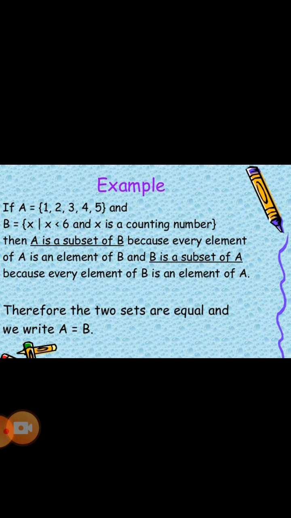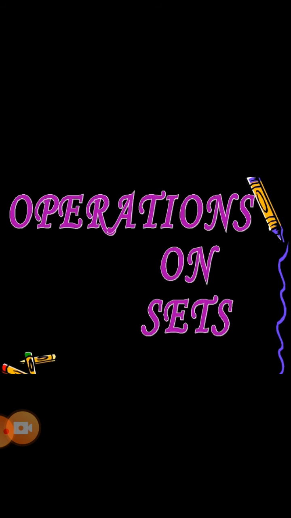Here we have some other examples of subset. If A is equal to 1, 2, 3, 4 and 5 and B is equal to x such that x is less than 6 and x is a counting number, then A is a subset of B because every element of A is an element of B, and B is a subset of A because every element of B is an element of A. Therefore the two sets are equal and we write A is equal to B. Next we discuss operations on set.